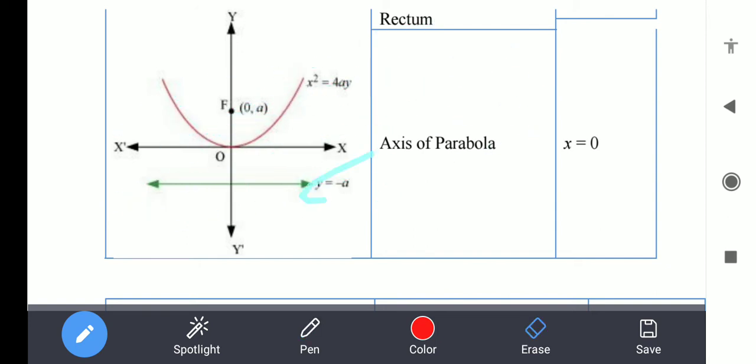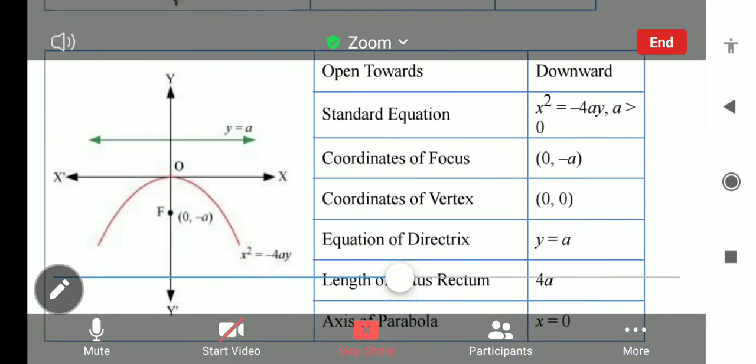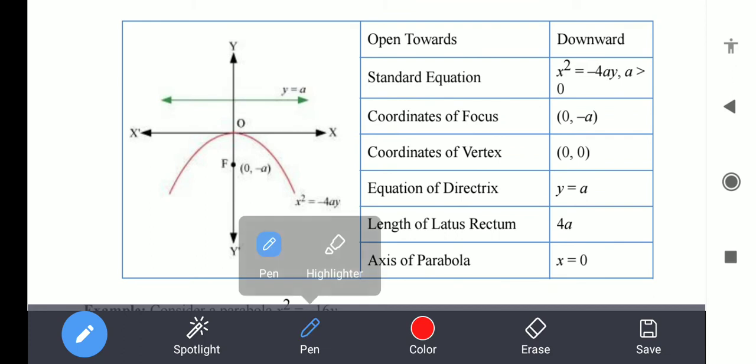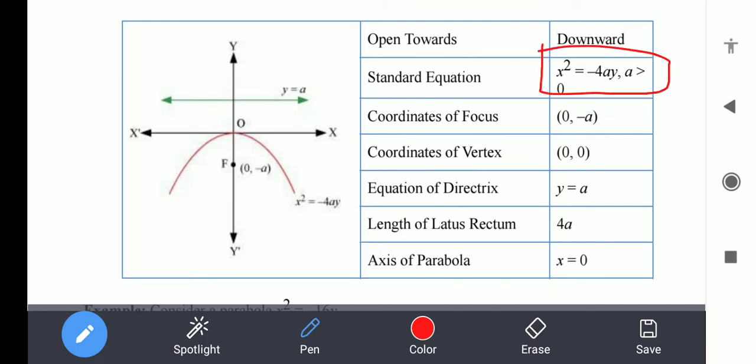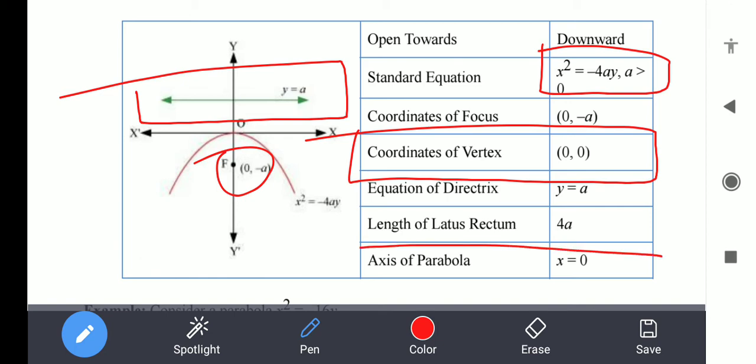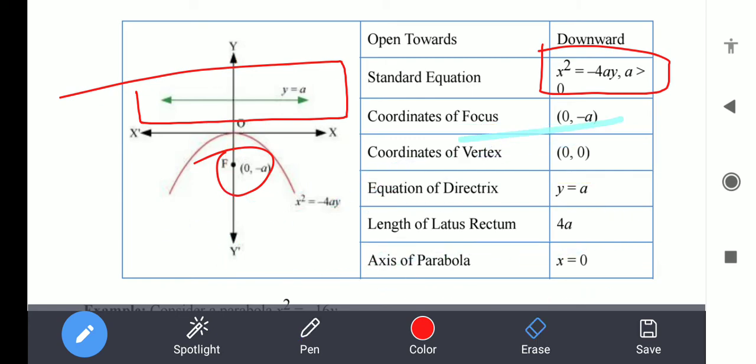Now the last case is open downwards. The equation is x square equals minus 4ay. The coordinates of the focus are (0, minus a). The equation of the directrix is y equals a. The vertex is at the origin, that is (0, 0). The length of the latus rectum is 4a, and the axis of the parabola is the y-axis, so its equation is x equals 0.